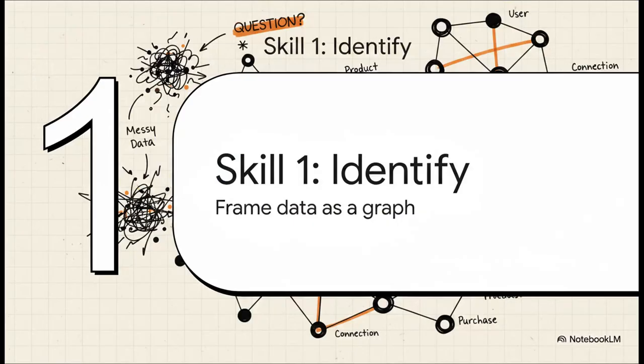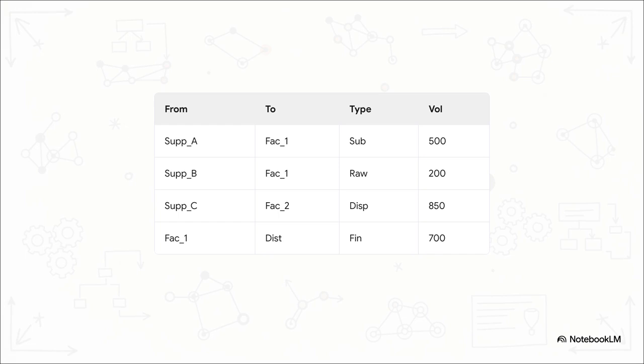To fix this, we start with skill 1, identify. This is all about framing messy relational data as a graph. Most engineers naturally start with standard tabular data, like a ledger of a supply chain showing shipments between suppliers and factories. It's just a spreadsheet. But as you've likely learned the hard way, a spreadsheet simply doesn't show you systemic vulnerabilities.